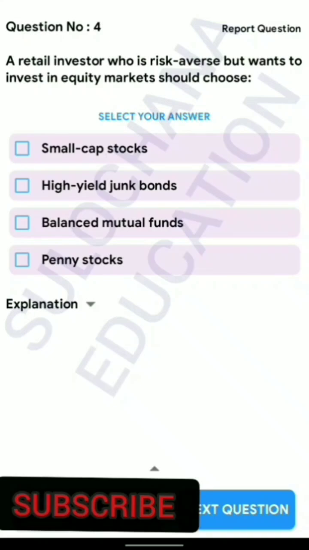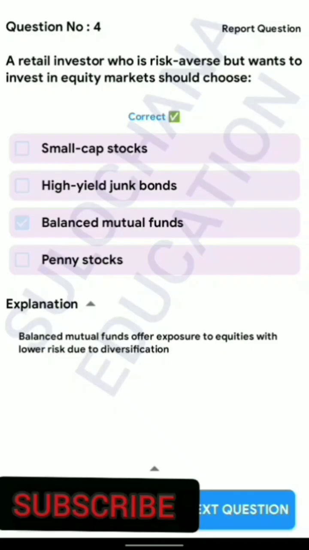A retail investor who is risk averse but wants to invest in equity markets should choose options A, small cap stocks, B, high yield junk bonds, C, balanced mutual funds, D, penny stocks. And answer is C, balanced mutual funds.